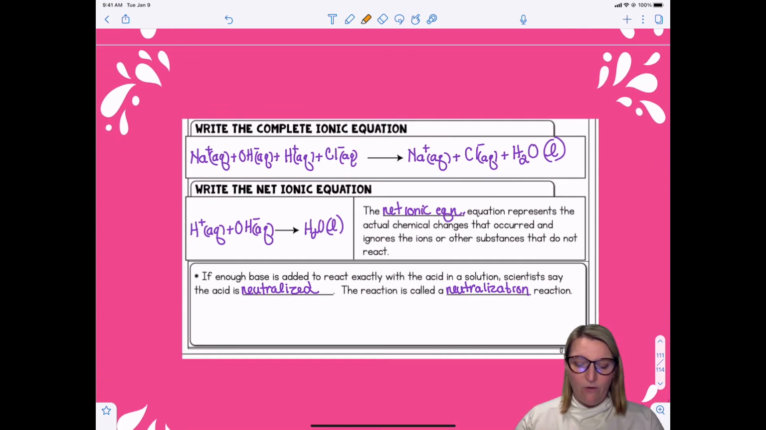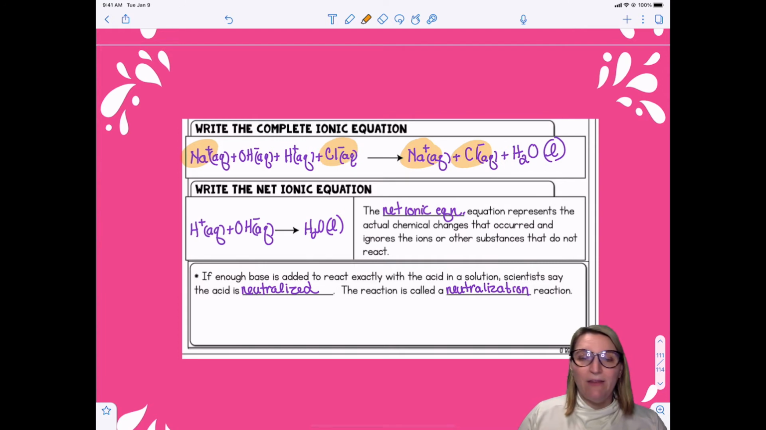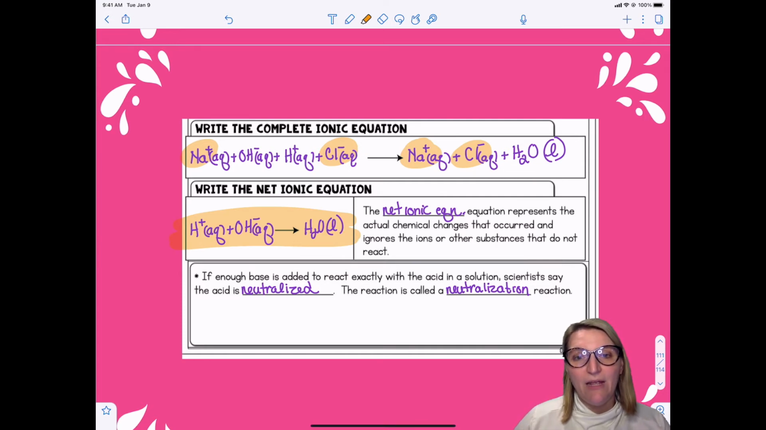So therefore, if I write the complete ionic equation for this, we can notice that Na+ and Cl- are the same from beginning to end. Those are spectator ions. We get to cross them off. And the net ionic equation for all acid-base neutralization reactions is essentially the same. If they're strong acids and strong bases, it's just H+ plus OH- yields water. And these are called neutralization reactions because you will make a neutral compound.